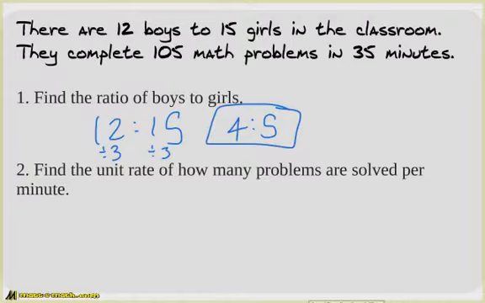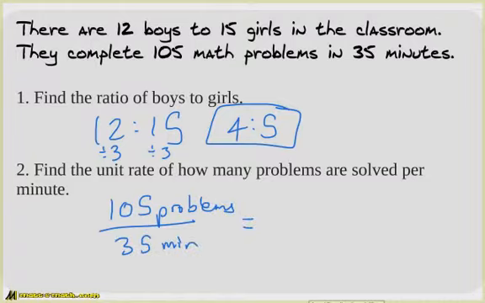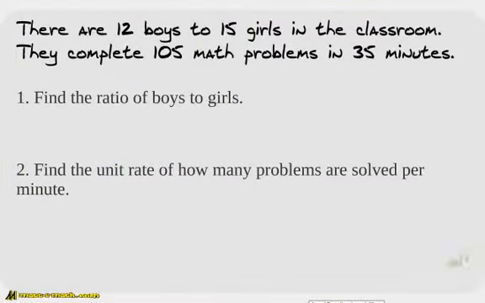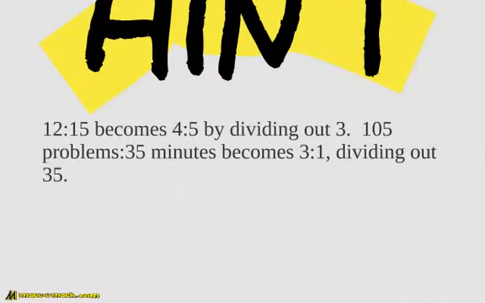We have 105 math problems in 35 minutes. Well, how many problems per minute? Well, all you got to do is write 105 problems over 35 minutes. And then from there, you just divide. Simplify it out as a fraction, and you'll get your answer of problems per 1 minute. Because if you have 35 on bottom and you divide by 35, the 35 goes away. All right, here are your answers.